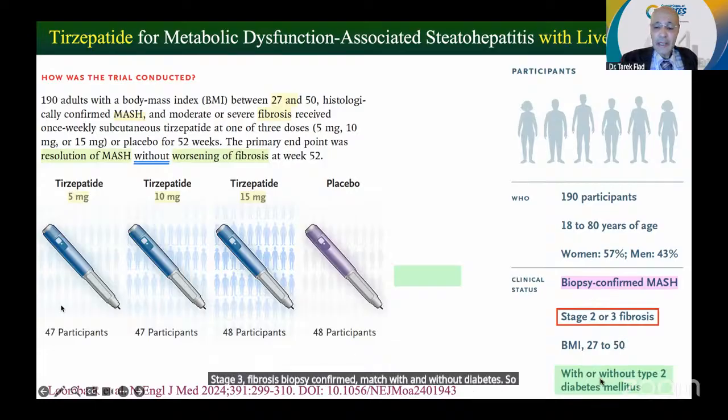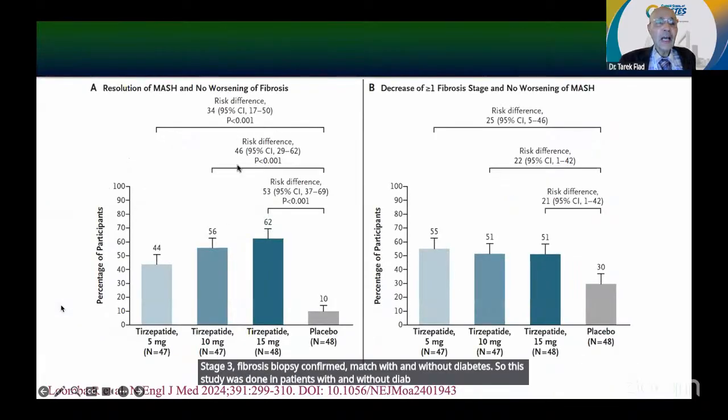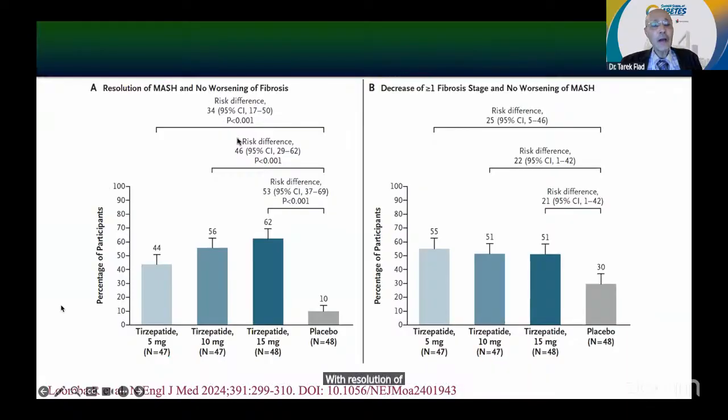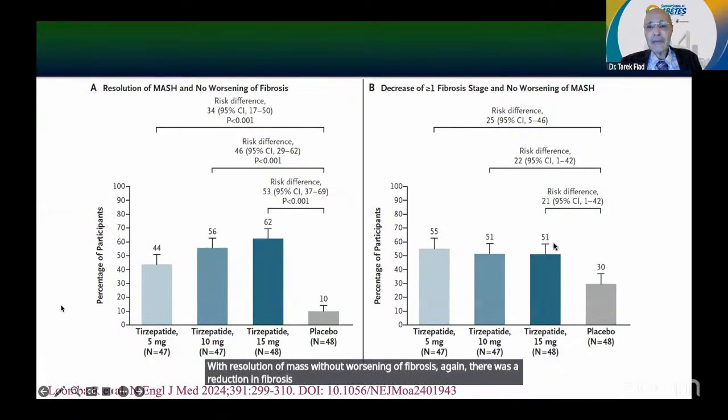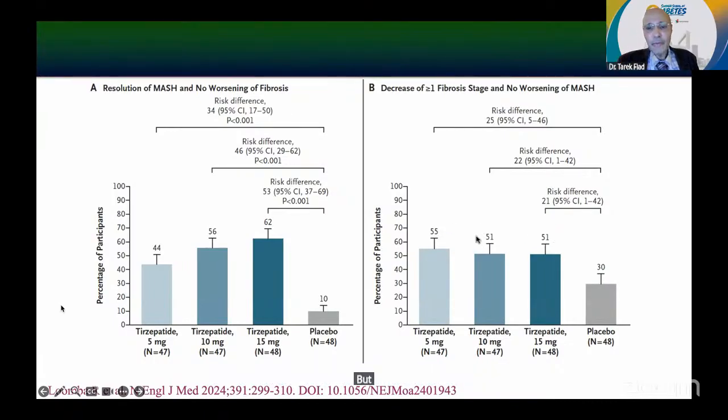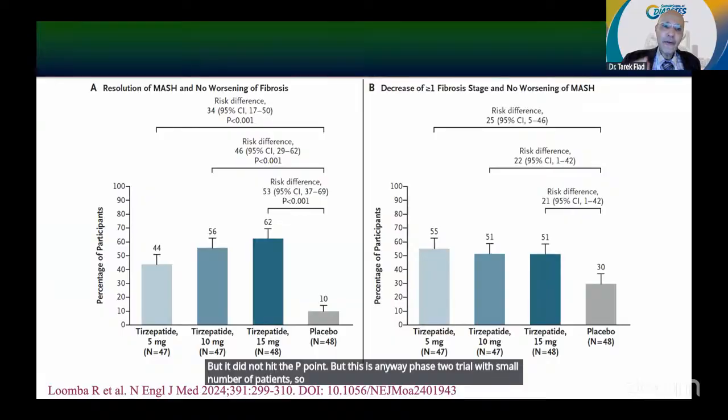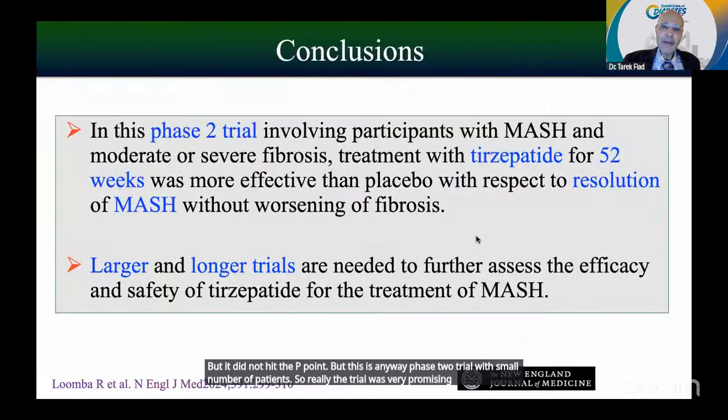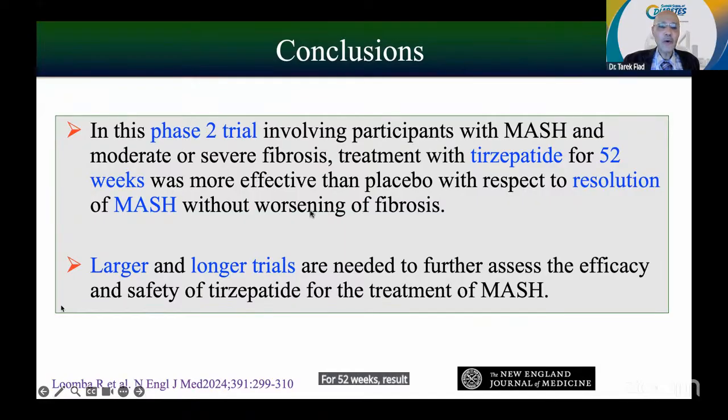So this study was done in patients with and without diabetes, and they demonstrated very clearly that treatment with tirzepatide reduced inflammation with resolution of MASH without worsening of fibrosis. Again, there was a reduction in fibrosis, but it did not hit the primary endpoint. But this is anyway a phase 2 trial with a small number of patients. So really, the trial was very promising in managing MASH patients. So phase 2 trial, tirzepatide for 52 weeks, resulted in resolution of MASH without worsening of fibrosis, and larger, longer-term trials were to follow.